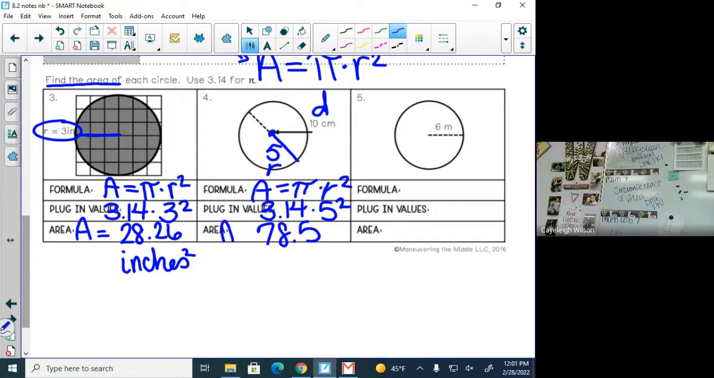78.5, and that would be centimeters squared, because my label is centimeters squared. All right, you all do number 5, and make sure you fill in all your boxes.